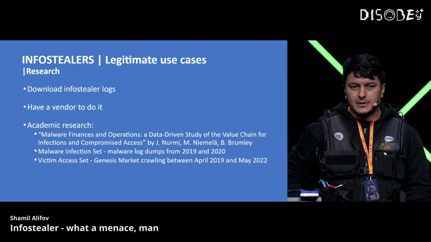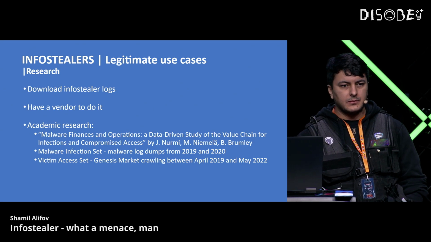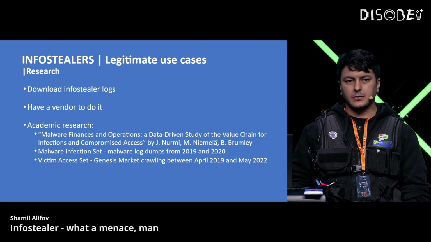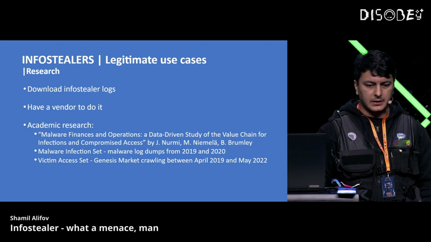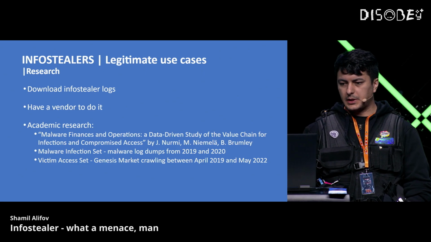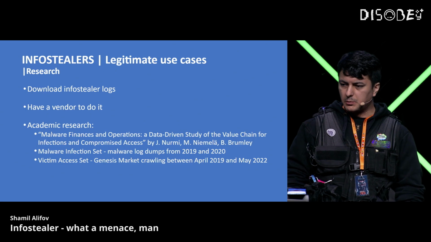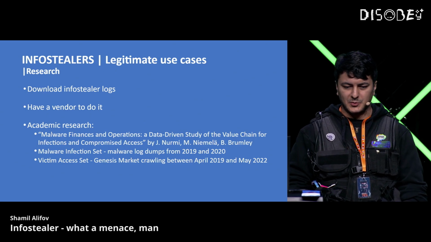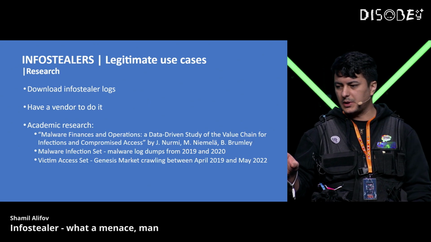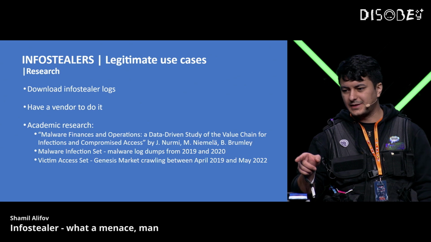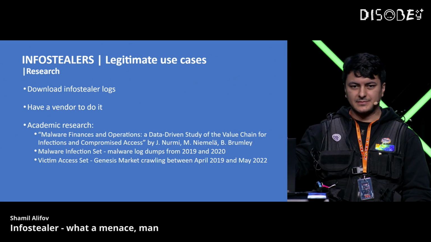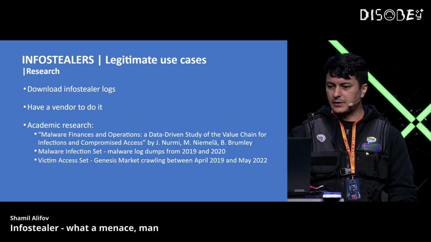Now, if you would like to do research on the data, obviously just download Infostealer logs, or maybe have some kind of vendor that already has a good collection. You can do research on it. And if you're more academically inclined, there's a really good paper by Juha Nurmi, Mikko Niemelä, and Billy Bob Brumley on malware finances and operations. What is cool about this, besides being a really nicely written academic paper, is that they also published the victim information set as well as the scraping of the Genesis market. Of course, they sanitized the victims' data, but it's still good data to crunch numbers.